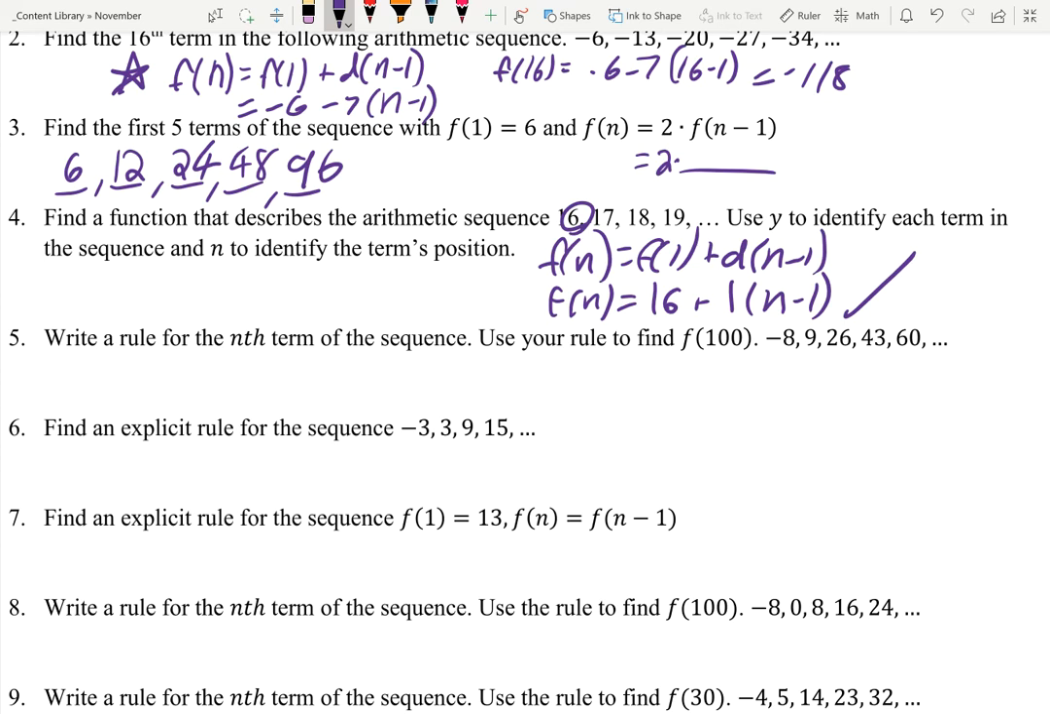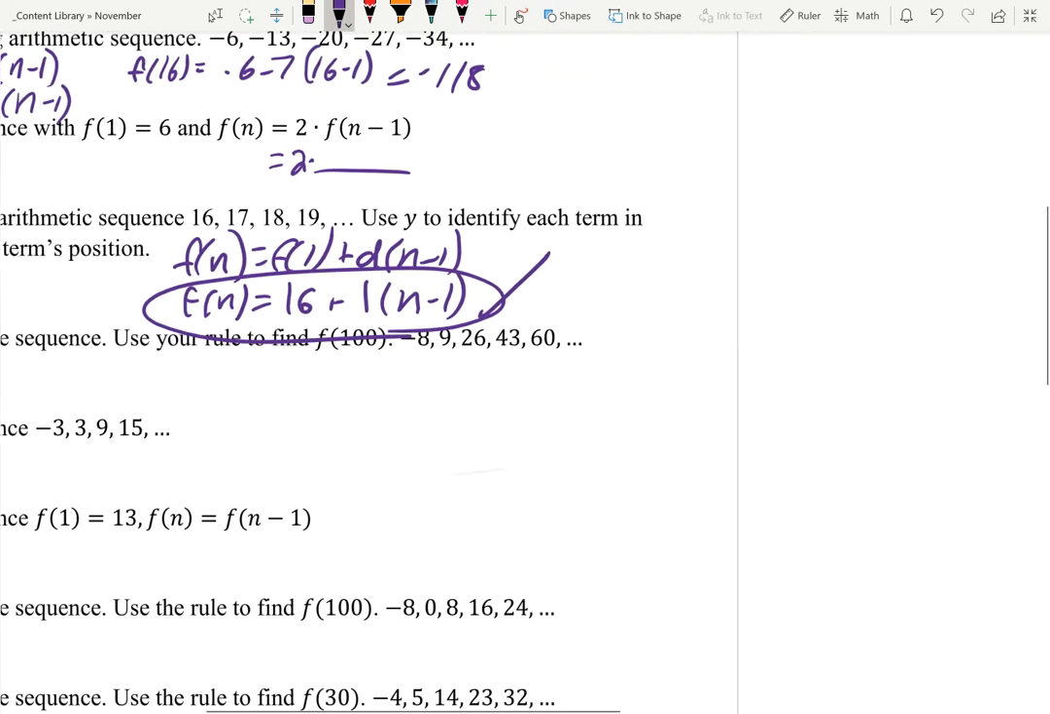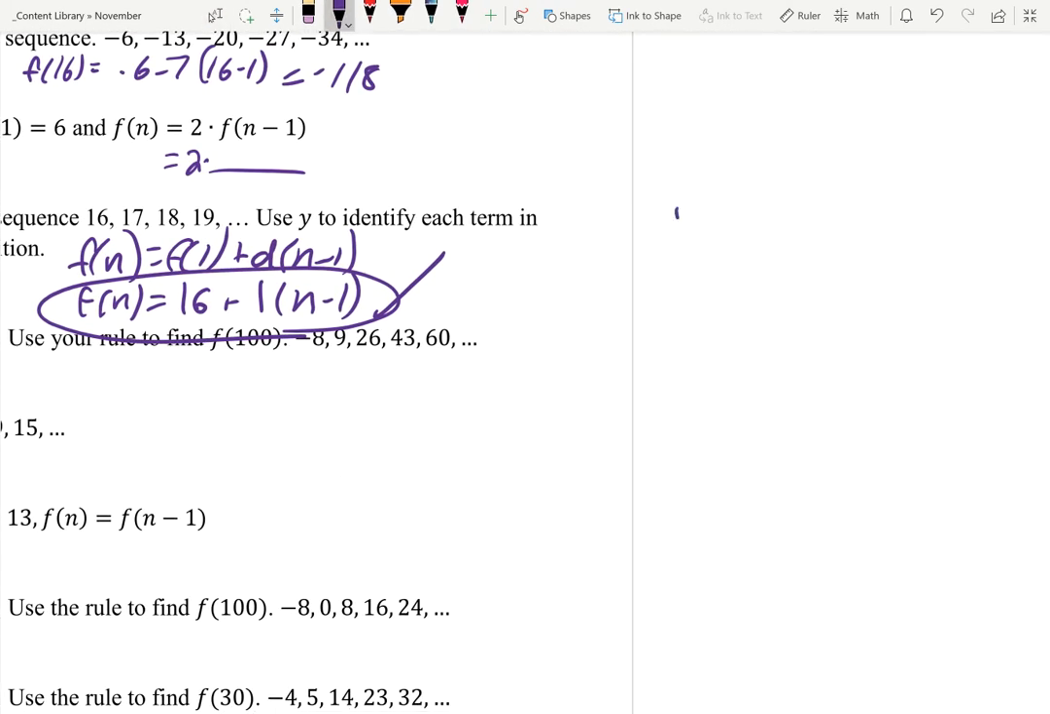So if you want to write it like the answer choices, one thing you could do is just kind of use the answer choices, plug in values of 1, 2, 3, and see what lines up with these numbers. Or we could just rearrange this. So let me rearrange this. I'm going to pull it over here onto the side and kind of show you what I mean. So we have 16 plus 1 times n minus 1.